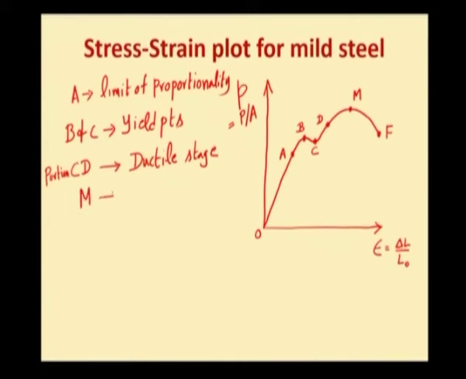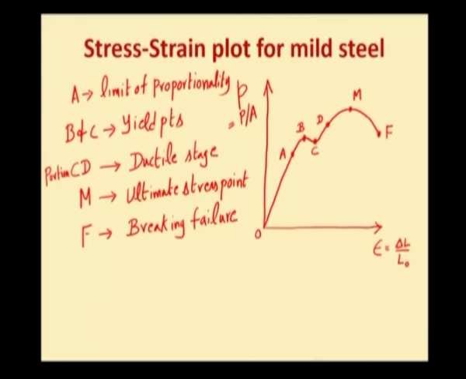Point M is known as ultimate stress point, or maximum stress point. Point F is known as breaking point, or you can also call it as failure point.